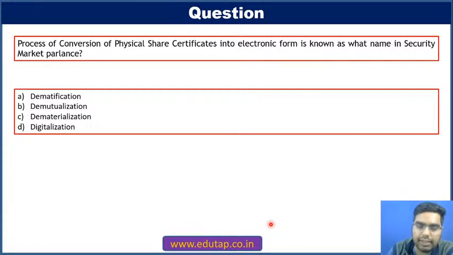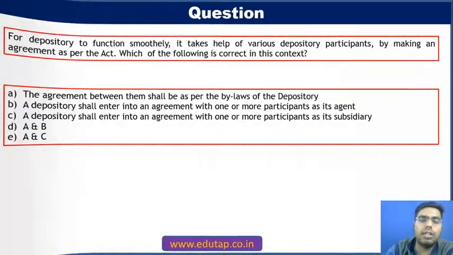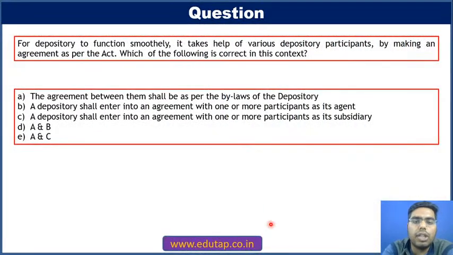Option number C is correct. It is dematerialization. Next question. For depository to function smoothly, it takes help of various depository participants by making an agreement as per the Act. Which of the following is correct in this context? A: The agreement between them shall be as per the bylaws of depository. B: A depository shall enter into an agreement with one or more participants as its agent. C: A depository shall enter into an agreement with one or more participants as a subsidiary. D: A and B or A and C.